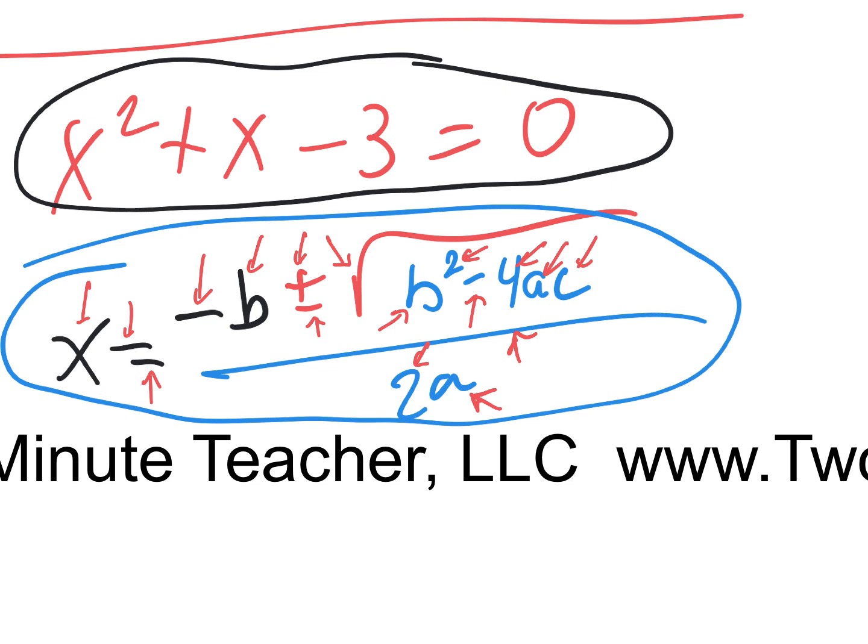That's why they make a dumb little song about it. X equals negative b. It's like the Pop Goes the Weasel song. Plus or minus square root b squared minus 4ac is all over 2a.